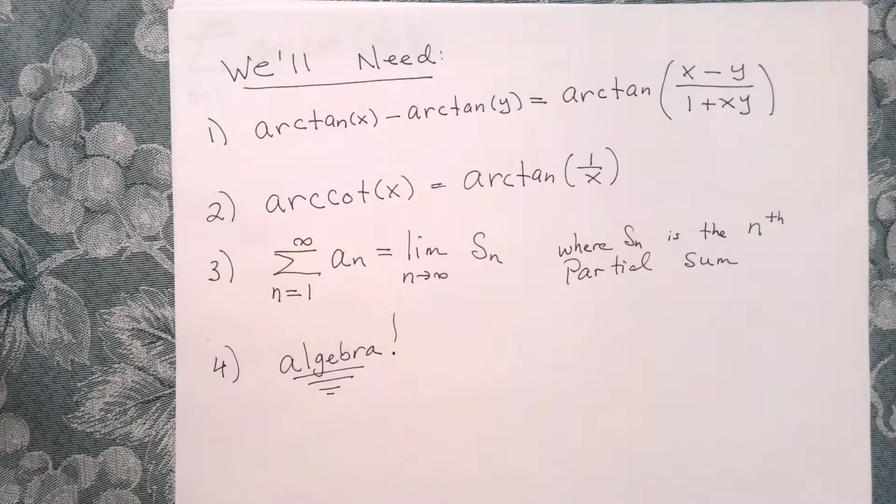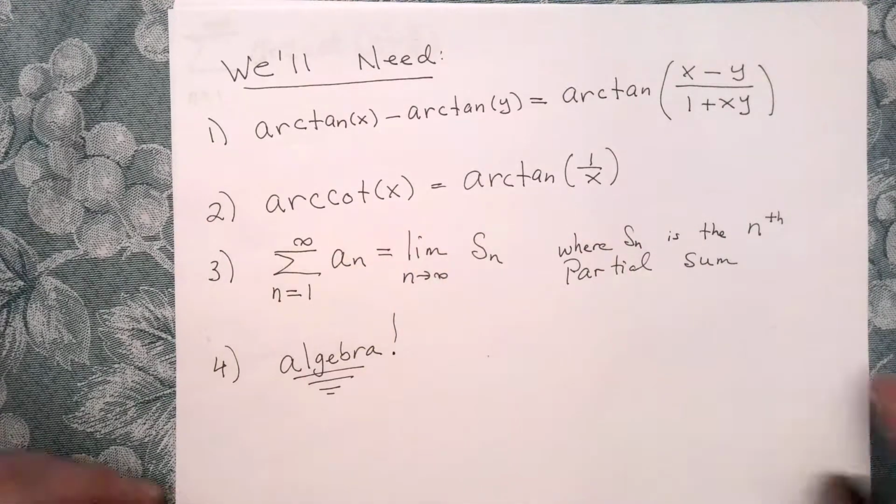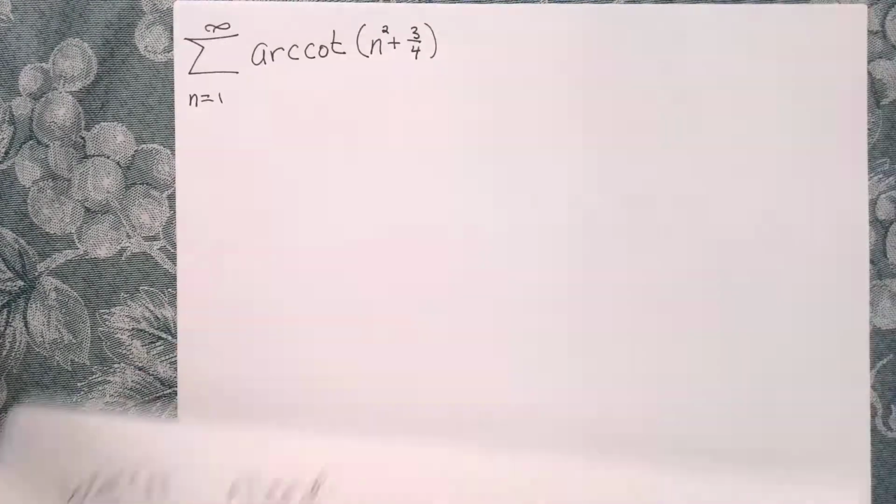For number 3, we want to just recall that the sum of a series is the limit as n goes to infinity of the nth partial sum. And we're going to need lots of clever algebra here. So that's going to help us out as well. So we'll be on the lookout for this. So we're going to start this problem, and the first thing we're going to do is use property 2, so be on the lookout for that. And so here we go.